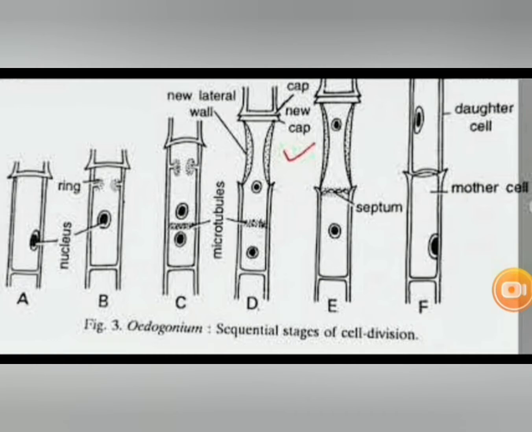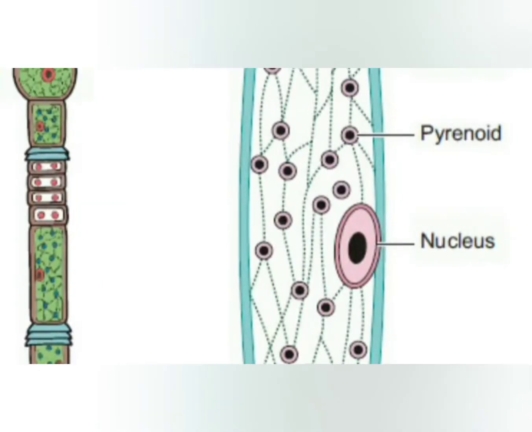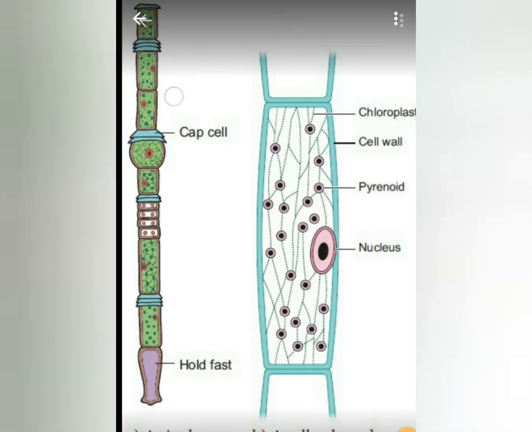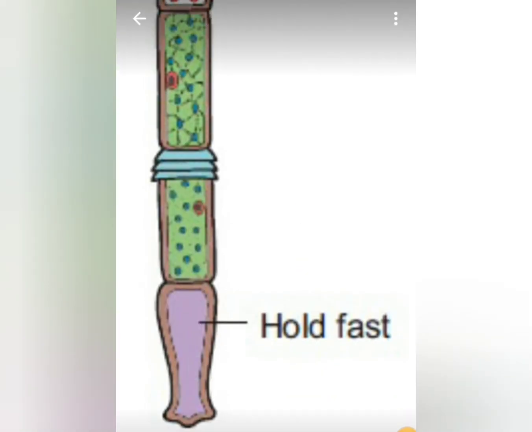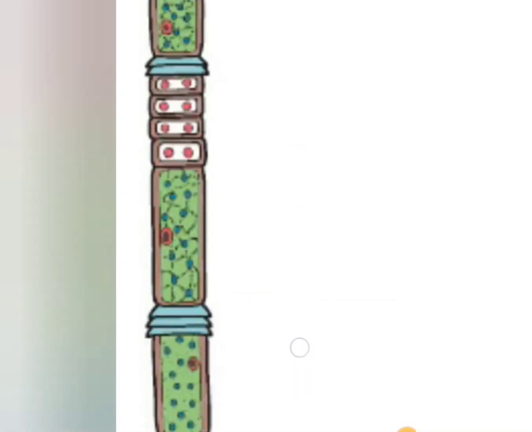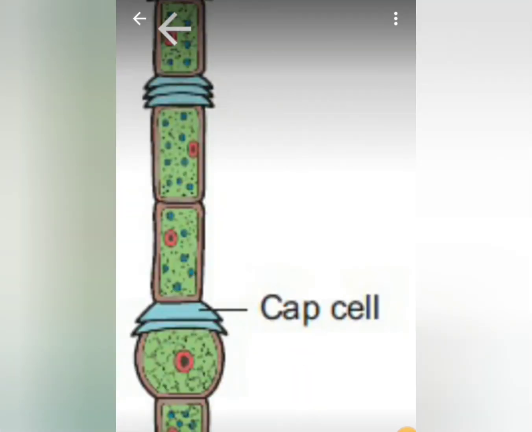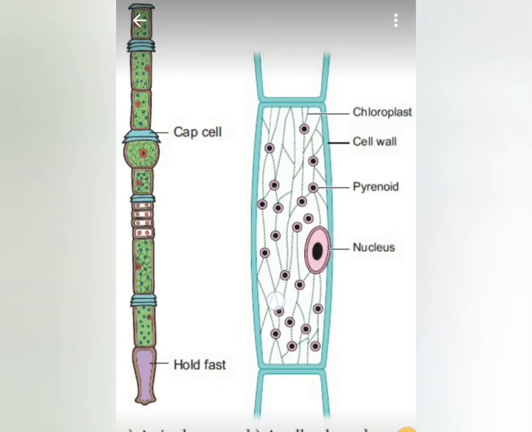Now remember, girls, all these cells here in the middle are capable of dividing, except the basal cell and the apical cell here, which will remain as they are. Except for the apical and the basal cell, all the cells in the middle will start to divide.